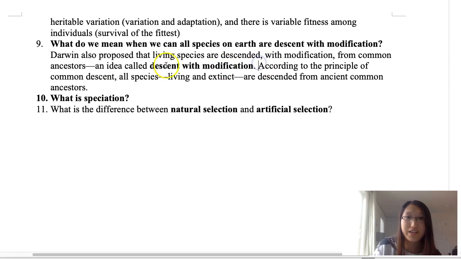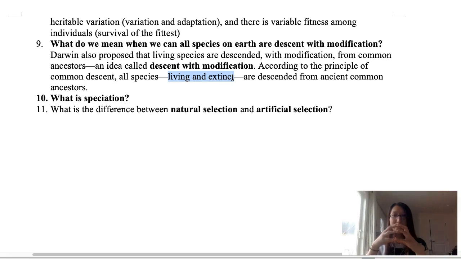Make sure that you know that we're talking about living and extinct. Even if a certain species went extinct, there's still descent with modification from their ancestors, although they no longer exist, but when they did, they were still descent with modification. Now, what is speciation? Speciation is the process of new species developing from an ancestor. So if you have an ancestor and this ancestor diverges into two different species, this event is called a speciation event.